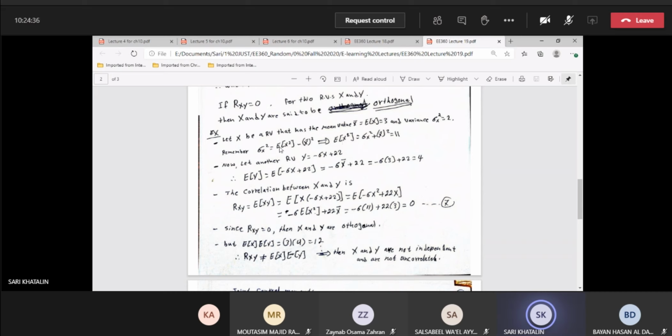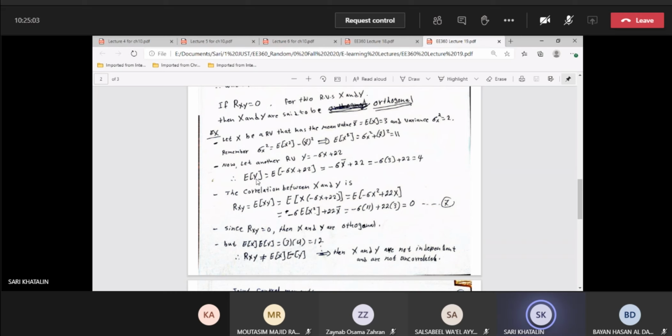Of course, we learned that from chapter 3. The variance is equal to the second moment of x minus the mean squared. So we already have the mean here, and we already have the variance. From there we can find the second moment of x. Just straightforward derivation.